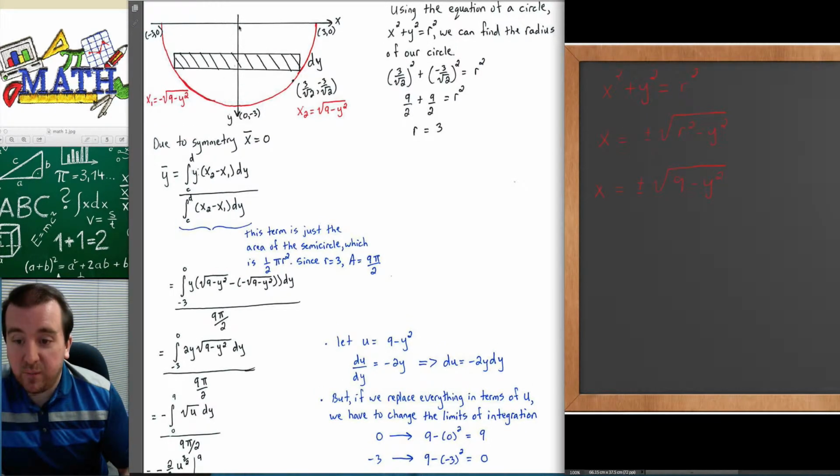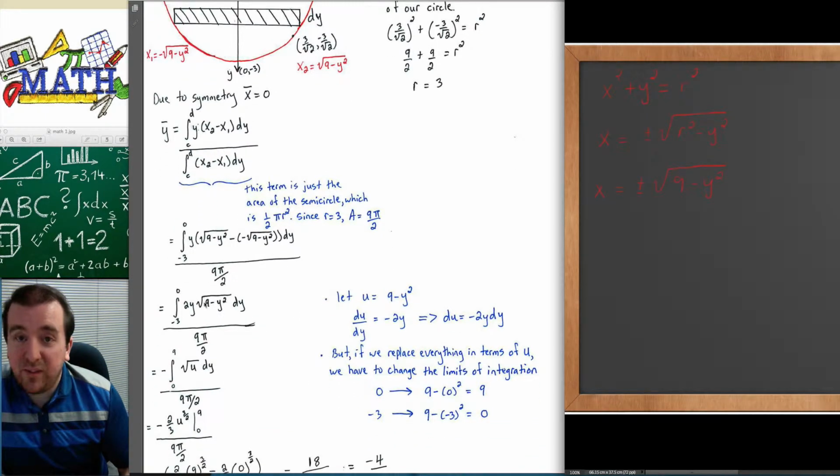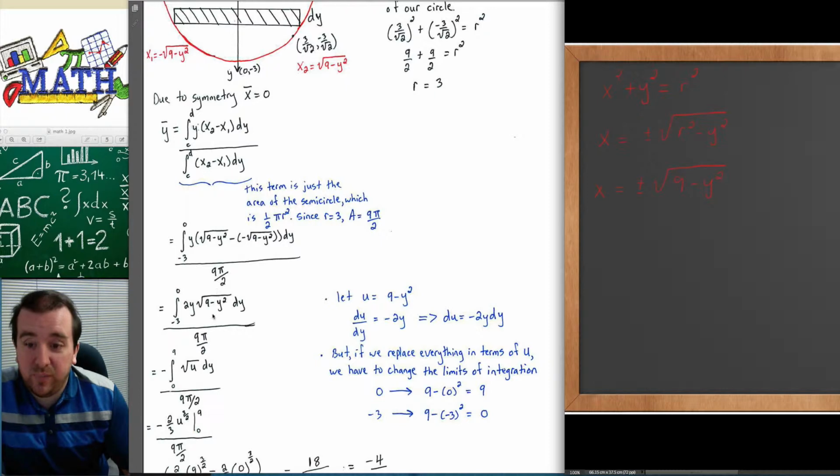The only thing is, to solve this, we're going to have to use a little bit of u substitution. If we let u equal 9 minus y squared, then du/dy is -2y, which implies that du is -2y dy.